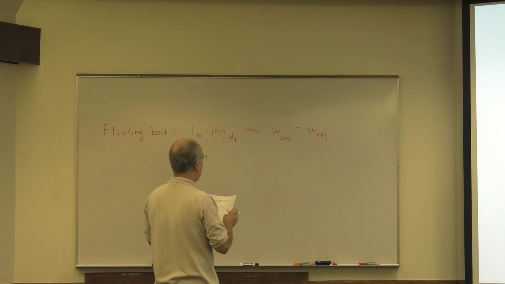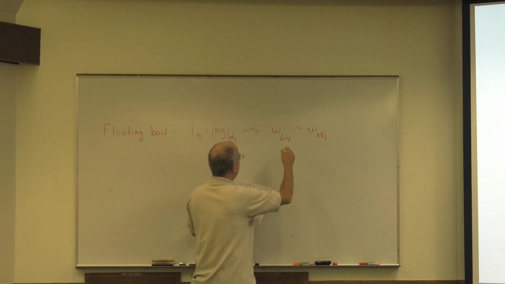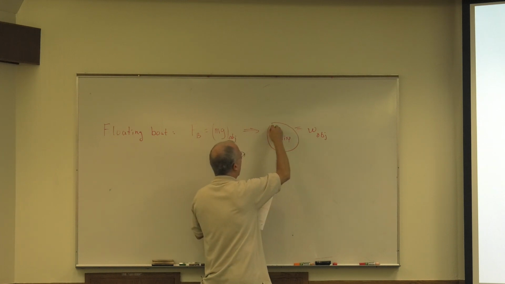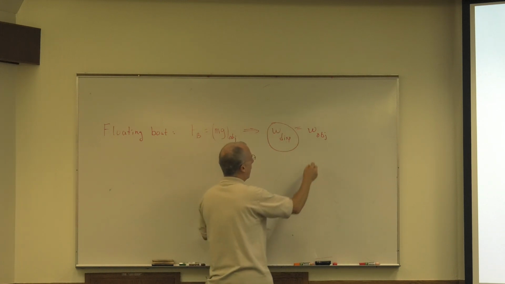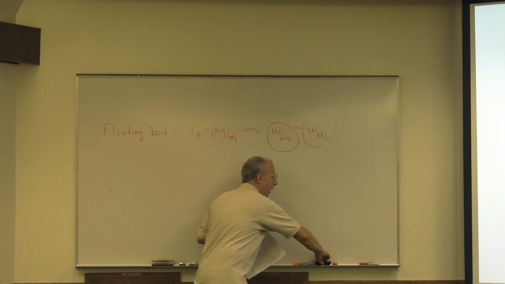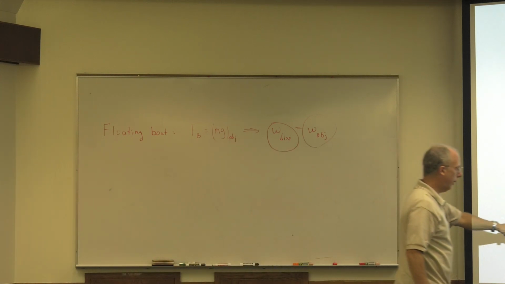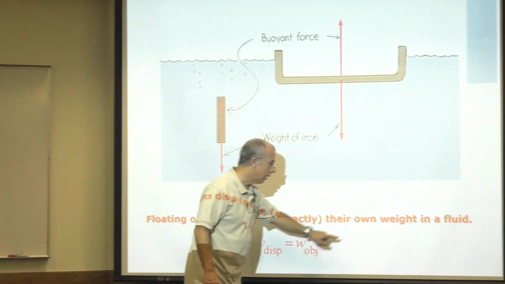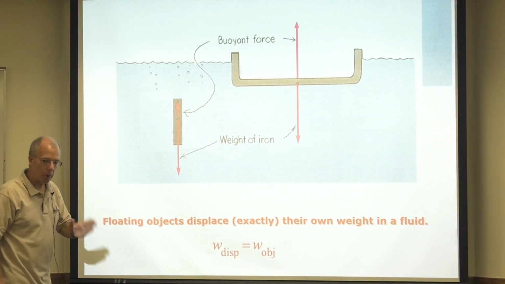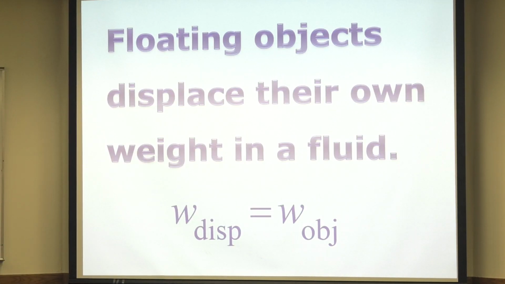So what does that say? Basically it says if you're floating, the weight of the fluid displaced has to equal the weight of the object. Another way to say that is this: floating objects displace their own weight in a fluid. That's important. Floating objects displace their own weight in a fluid. I'm trying to stress it. Floating objects displace their own weight in a fluid.